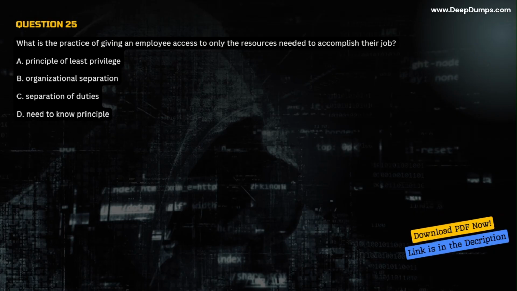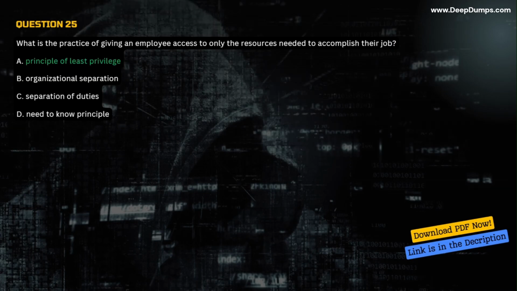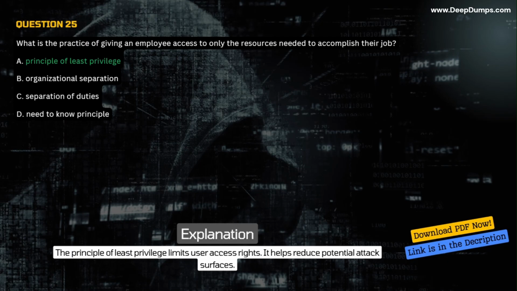Question 25. What is the practice of giving an employee access to only the resources needed to accomplish their job? A. Principle of least privilege. B. Organizational separation. C. Separation of duties. D. Need-to-know principle. Correct answer A. Principle of least privilege. Explanation. The principle of least privilege limits user access rights. It helps reduce potential attack surfaces.